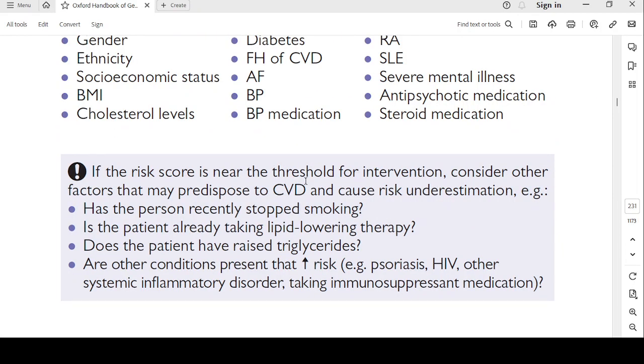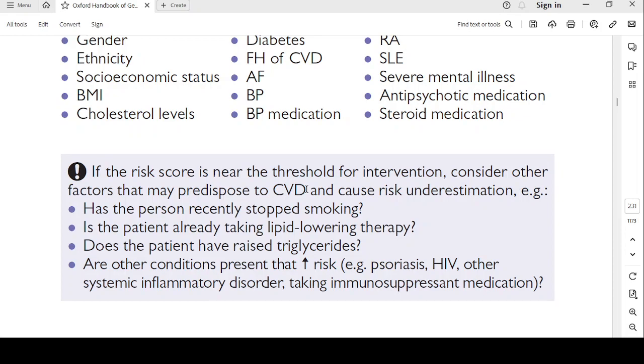If the risk score is near the threshold for intervention, consider other factors that may predispose to CVD and cause risk underestimation. Has the person recently stopped smoking? So if 10% is the risk score, right? So you have a 10% risk of getting a CVD in the next 10 years. If your QRISK score is 10, then you will start some intervention.